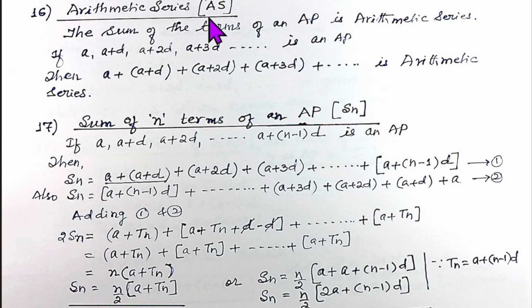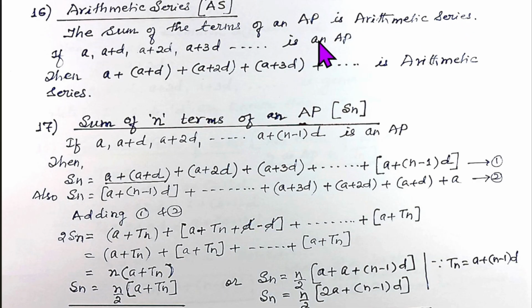Now let us talk about arithmetic series. We already know what is a series. The sum of the terms of an AP is an arithmetic series. That means we are given an arithmetic progression. If we add the terms of AP, then we get AS or arithmetic series.